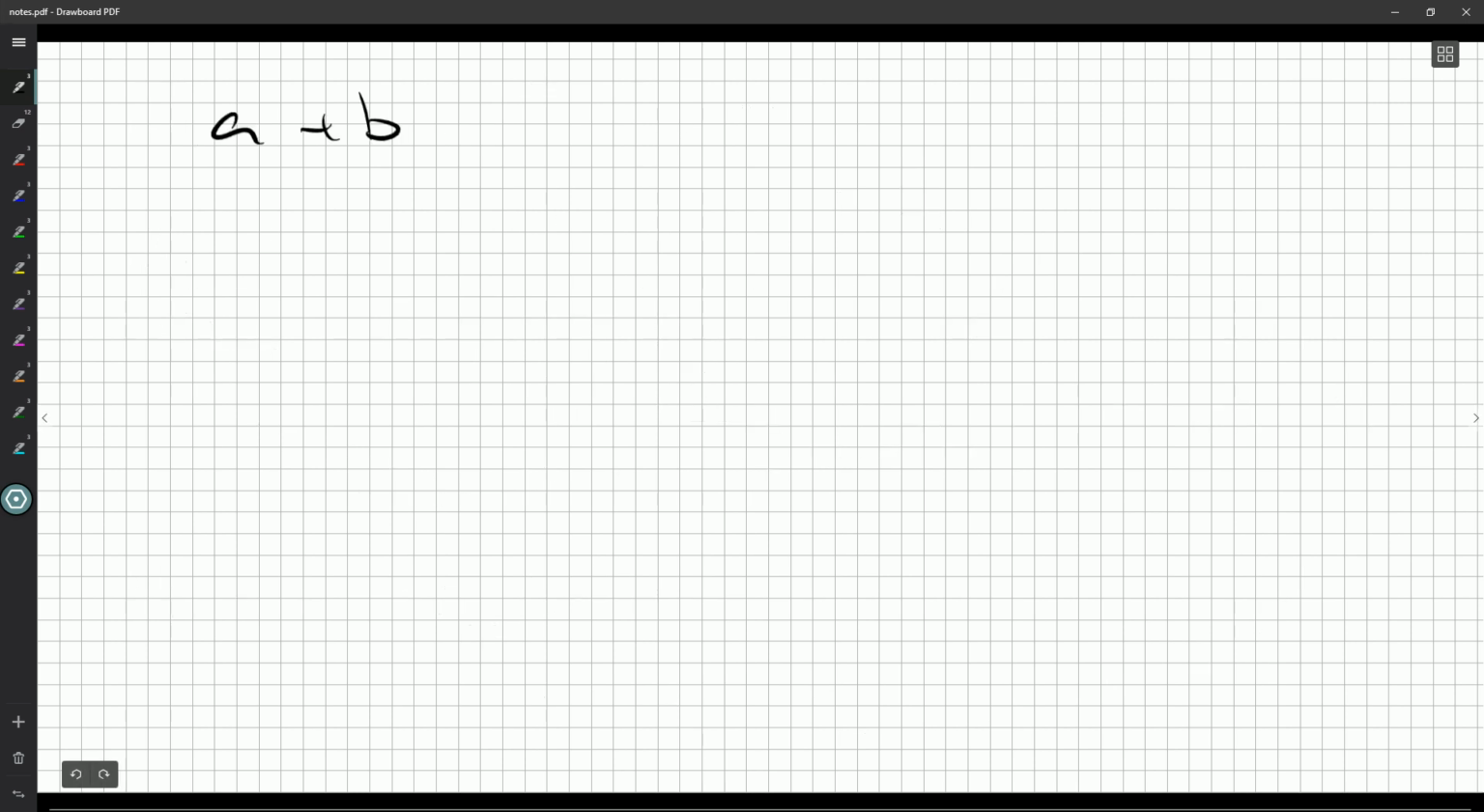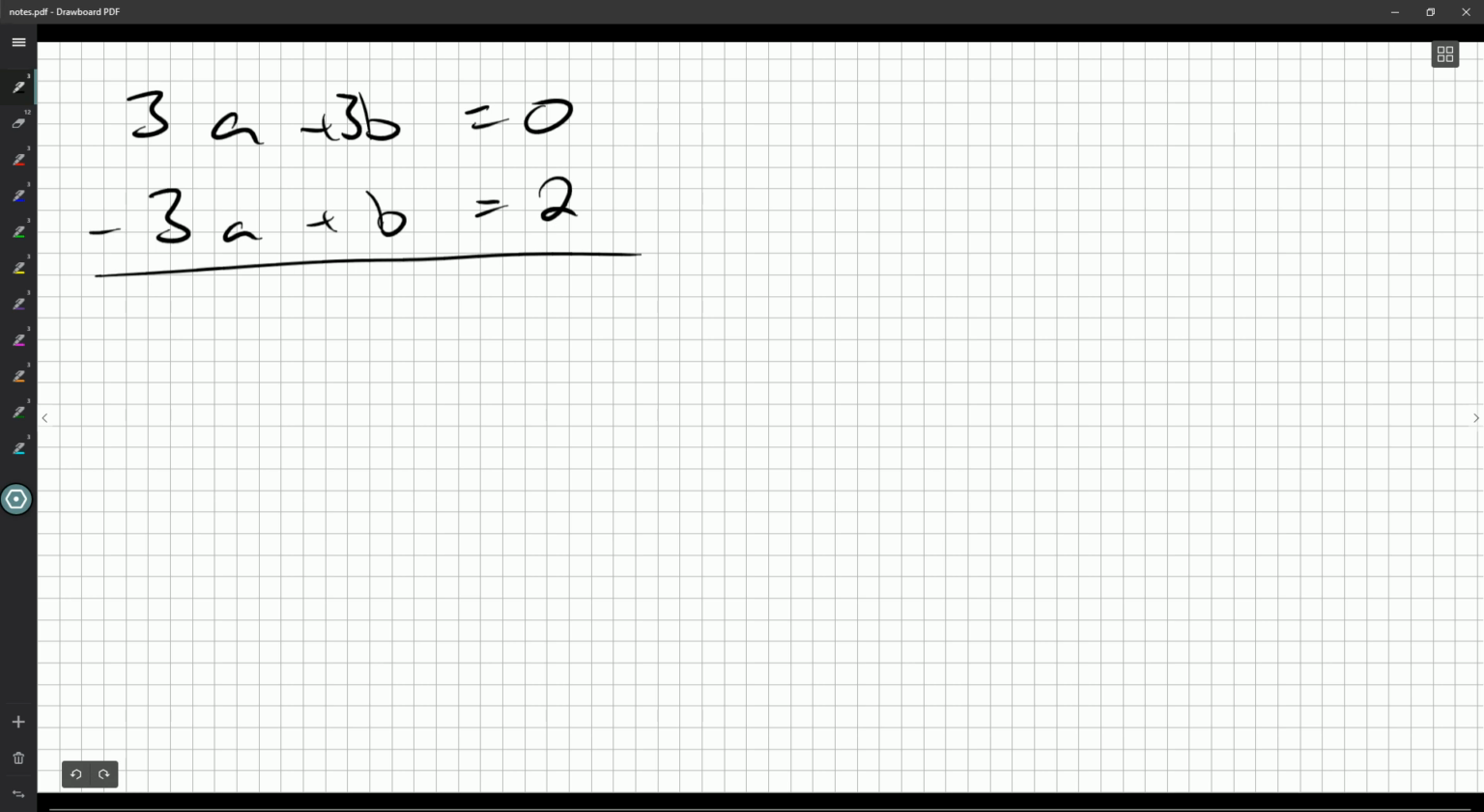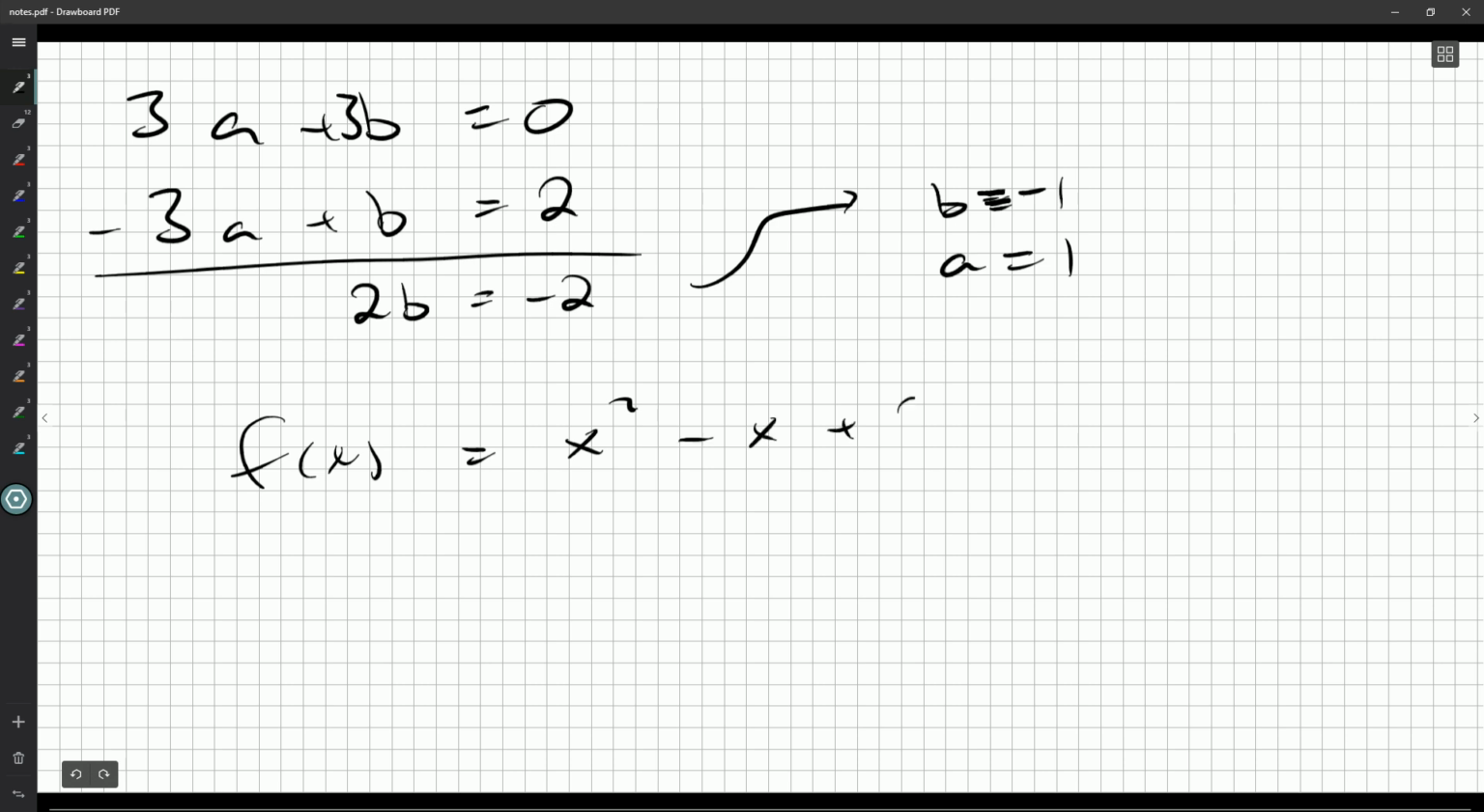So now I know a plus b is 0. I know 3a plus b is 2. So what we could do is multiply the top by 3, 3 times 3 and then 0. Subtract the bottom from the top. You'll get no a's and you'll get 2 b's. You'll get negative 2. So b's got to be negative 1. b and a add up to 0, so a's got to be 1. So my function looks like x squared minus x plus 2. Okay?